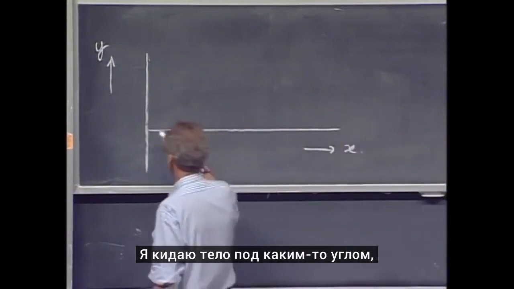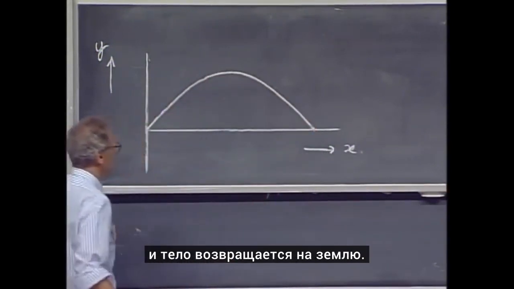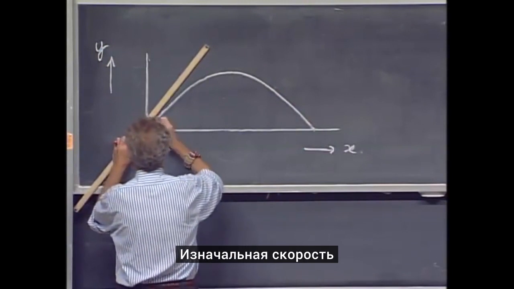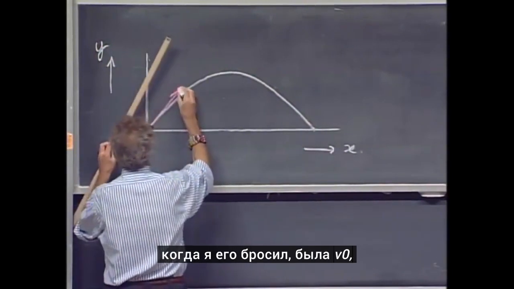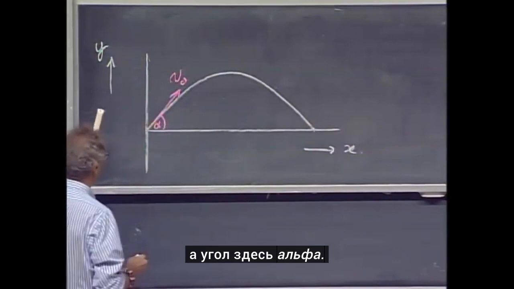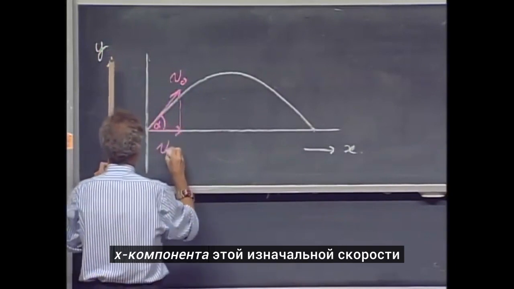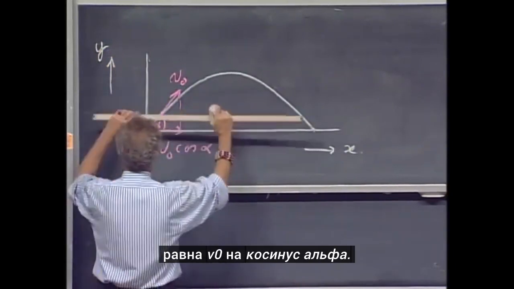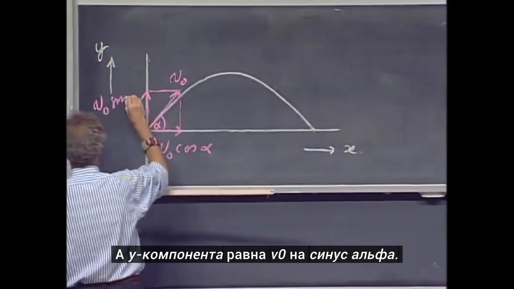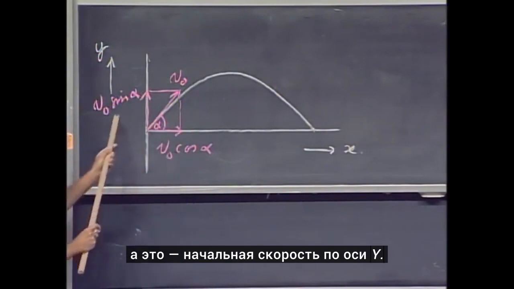I throw up an object at a certain angle, and I see a motion like this, boing, and it comes back to the ground. My initial speed when I threw it was v0, and the angle here is alpha. The x component of that initial velocity is v0 cosine alpha, and the y component equals v0 sine alpha. So that's the begin velocity in the x direction, and this is the begin velocity in the y direction.